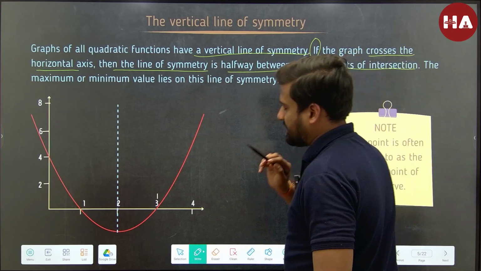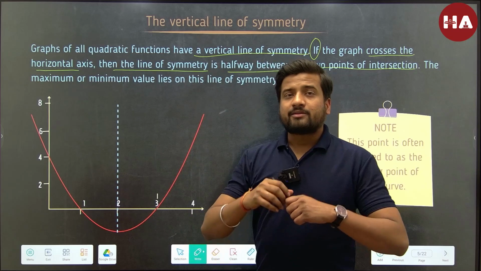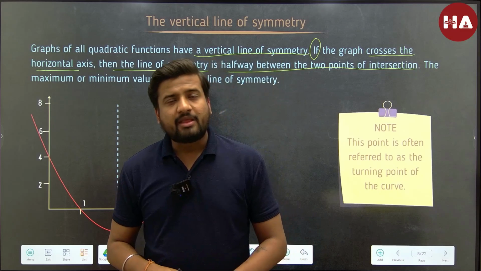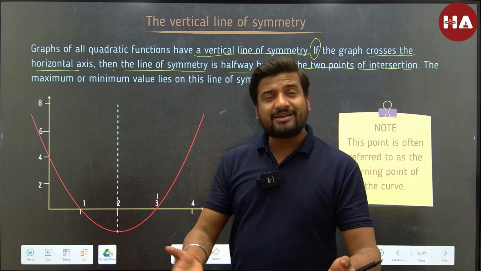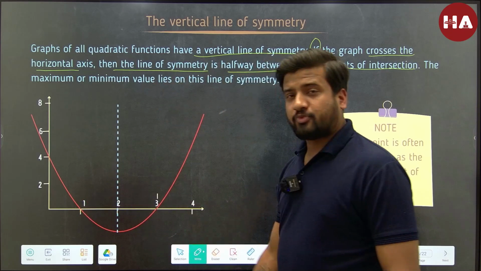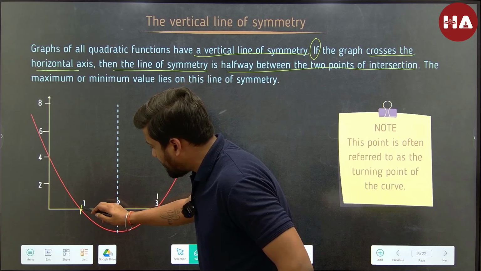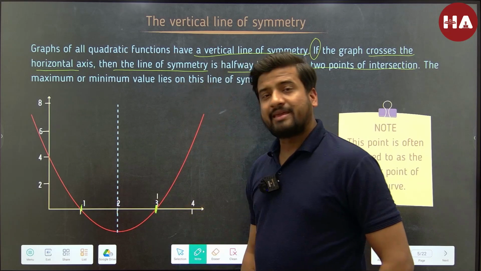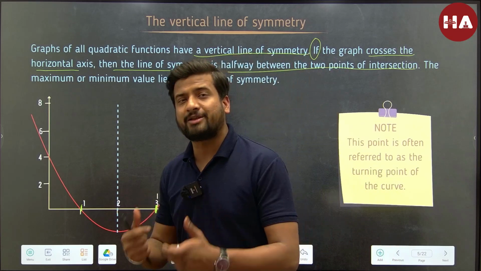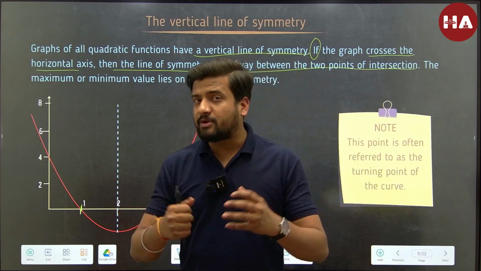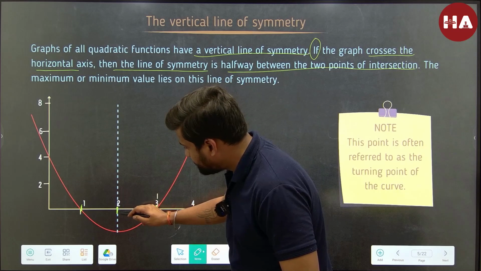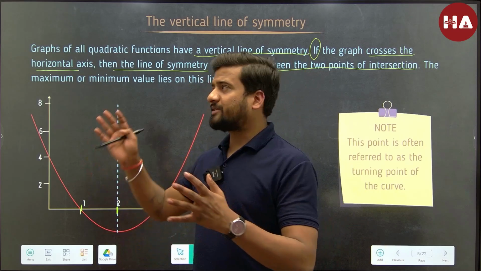2 points of intersection. What it means is, take the points where the graph cuts the x axis, take the midpoint of those, and my vertical line of symmetry is going to pass through that point. My graph passes through 1 and 3, so my line of symmetry should pass through the midpoint of 1 and 3. And what is the midpoint of 1 and 3? Obviously 2. So my line of symmetry is passing through 2. That's what this definition says.